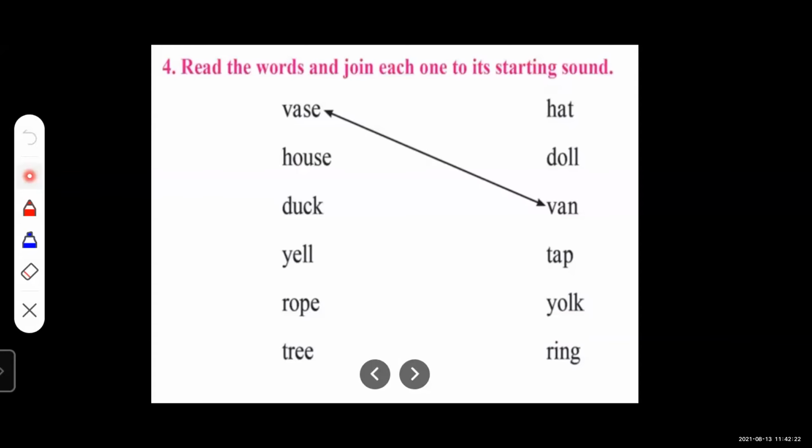So next, rope. Ring. The starting sound is which? Can you guess it? R. The sound is R. Very good. Now the last one. Tree. Tap. Very good. So, tree is joined with tap. The starting sound is T. So, students.